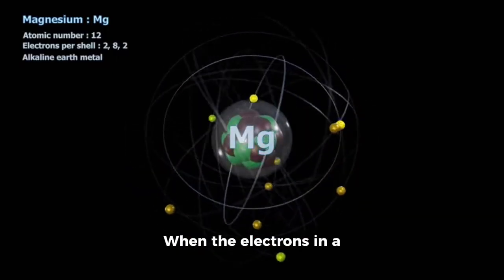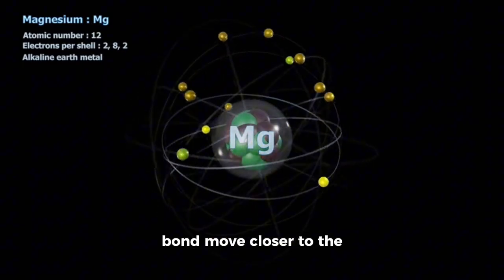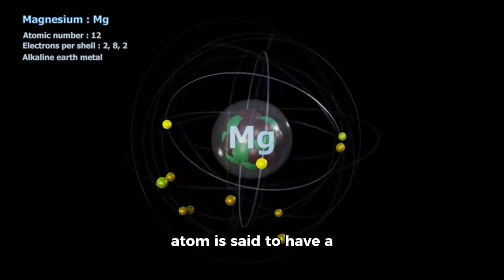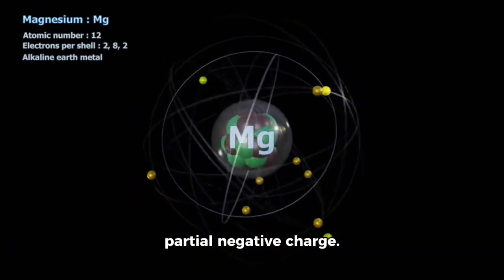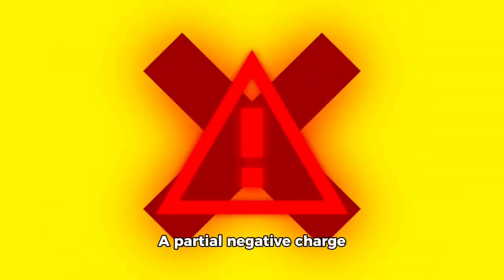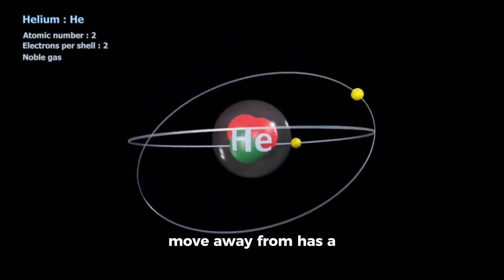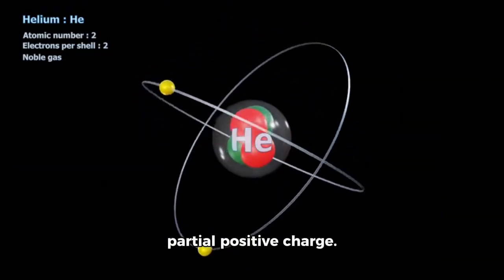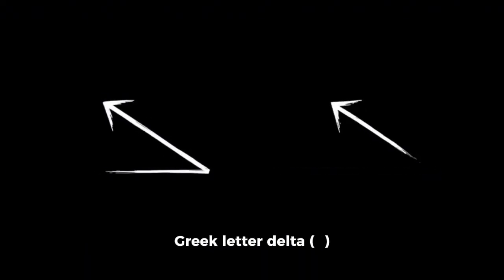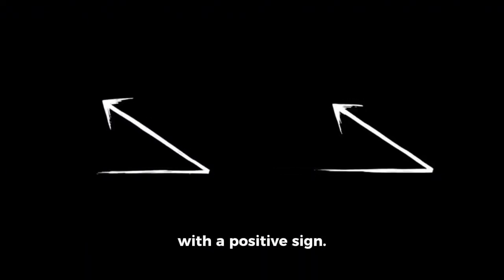When the electrons in a bond move closer to the electronegative atom, the atom is said to have a partial negative charge. A partial negative charge is symbolized by the Greek letter delta with a negative sign. The less electronegative atom, from which the electrons move away, has a partial positive charge. A partial positive charge is represented by the Greek letter delta with a positive sign.